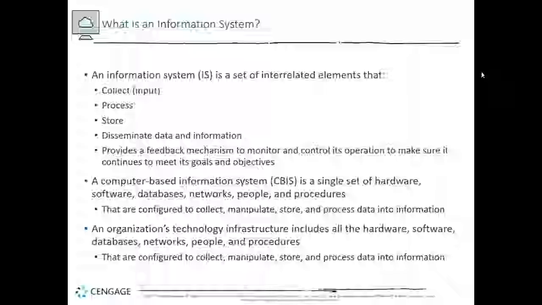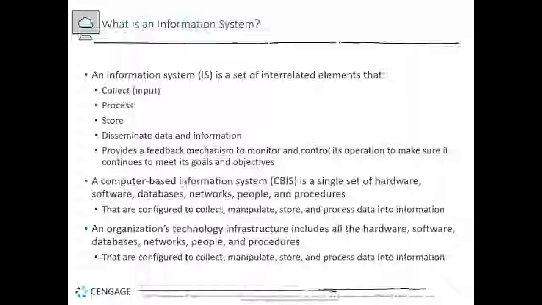What is an information system? An information system, IS, is a set of interrelated elements that collect or input, process, store, and disseminate data and information, and provides a feedback mechanism to monitor and control its operation to make sure it continues to meet its goals and objectives. A computer-based information system, CBIS, is a single set of hardware, software, databases, networks, people, and procedures. They are configured to collect, manipulate, store, and process data into information.